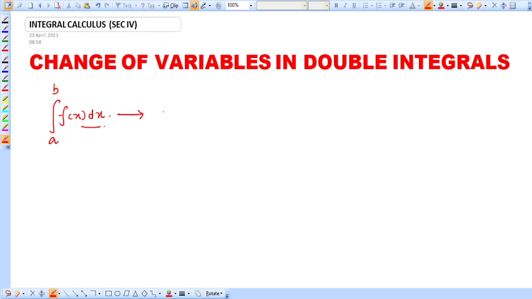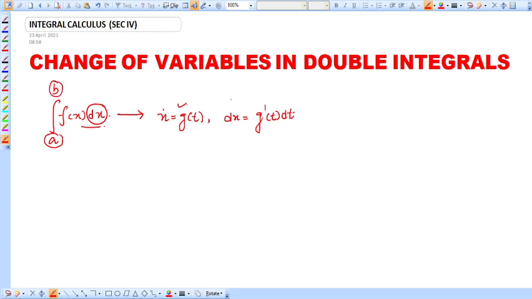If we want to change the variables in this case, then we substitute x equal to g(t). So this is your substitution. Then you will have to change dx also. For this, you differentiate x and we get dx equal to g'(t) dt. Also you need to change the limits.